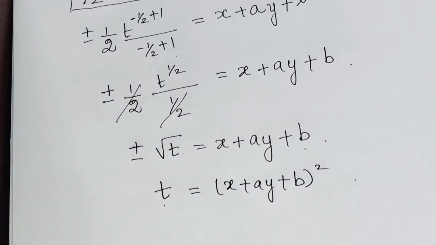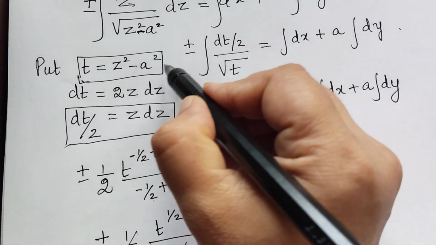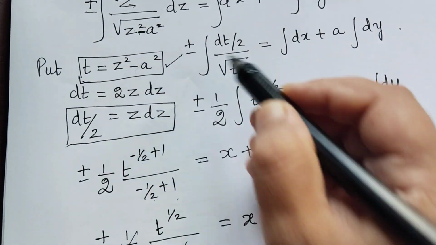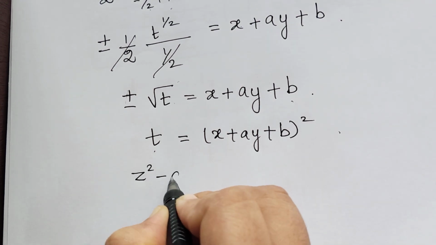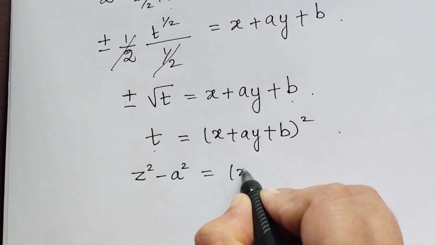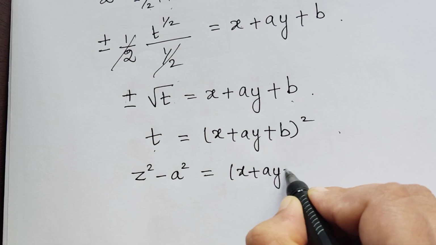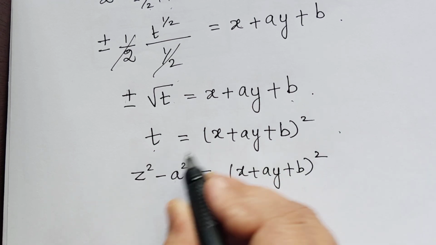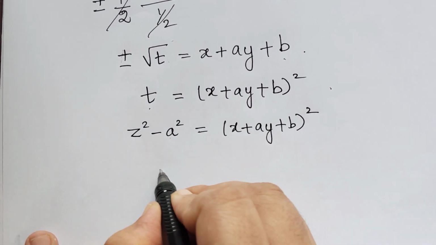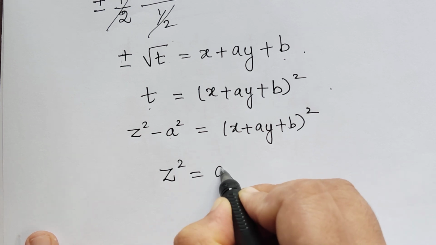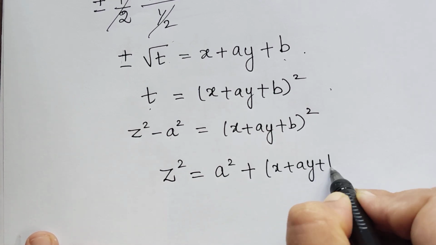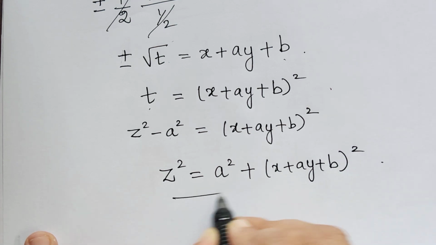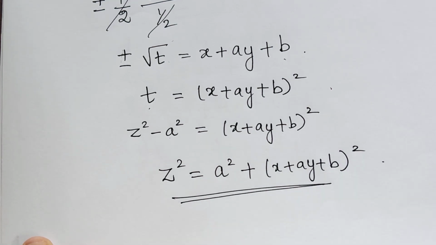But what is the value of t? Here we have taken t to be z squared minus a squared. So at the place of t, we have to replace it by z square minus a square is equal to x plus ay plus b the whole square. Taking this a square to the right, we get z square to be equal to a square plus x plus ay plus b the whole square. So this is the solution that we have obtained.